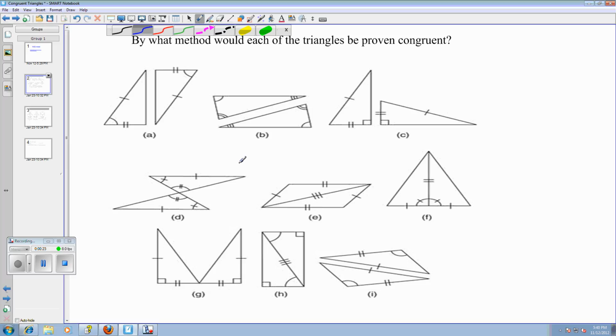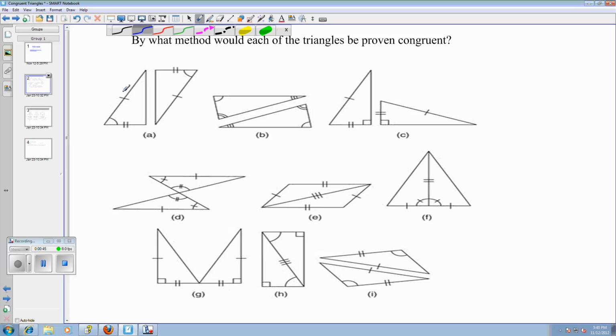In this activity, you want to identify the method that each of these triangles can be proven congruent by. In other words, name the postulate that we learned yesterday for how you could prove each pair of triangles is congruent in exercises A through I. So let's look at A together.